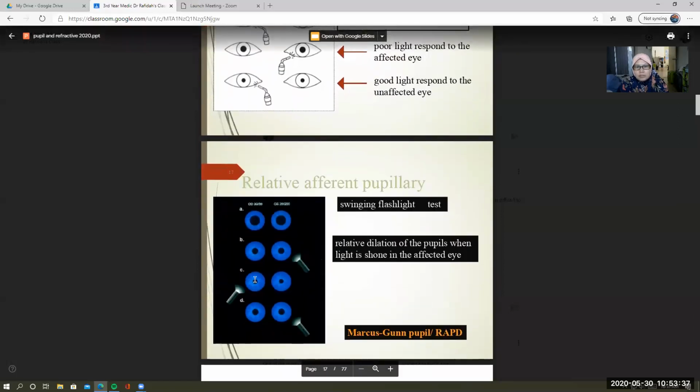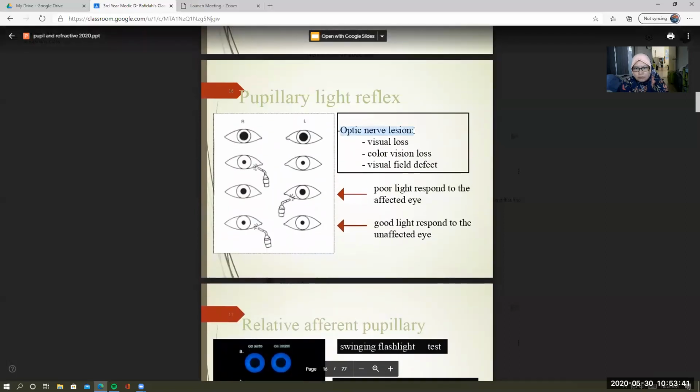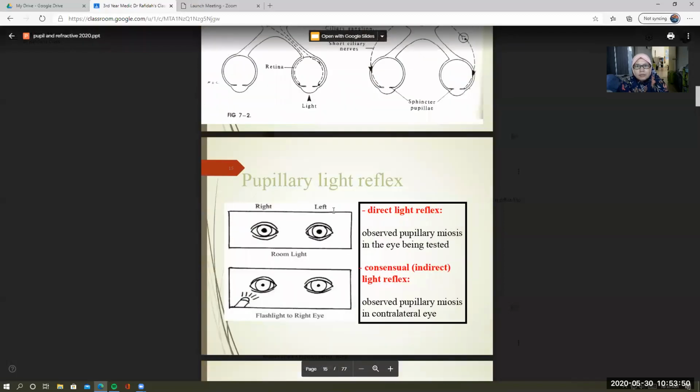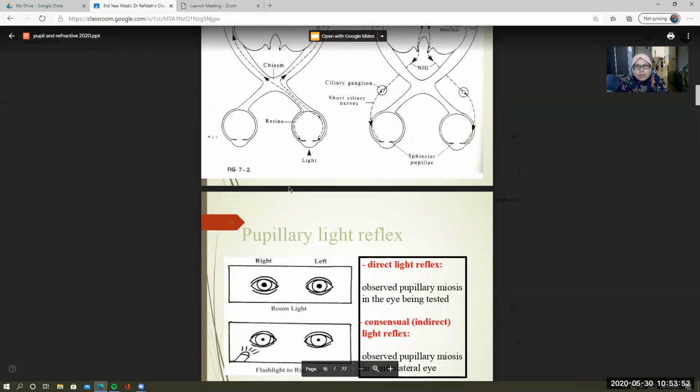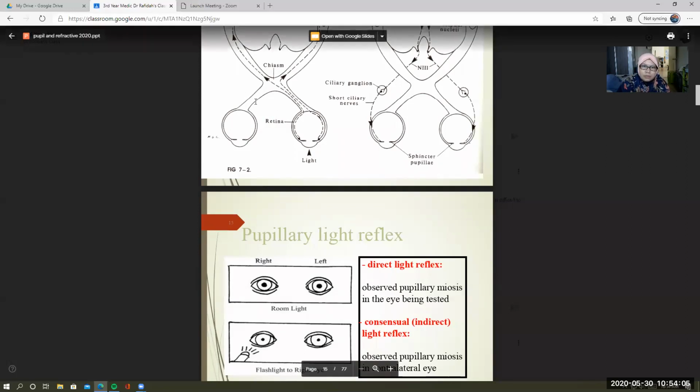This is very sensitive for detecting an optic nerve lesion. You must swing the light. You swing to the right, to the left, and then to the right again. While you are swinging, you can see that the eye that has a problem will have delayed constriction. So instead of becoming constricted, it will become dilated, because of the delay in impulse in the optic nerve on the affected eye.